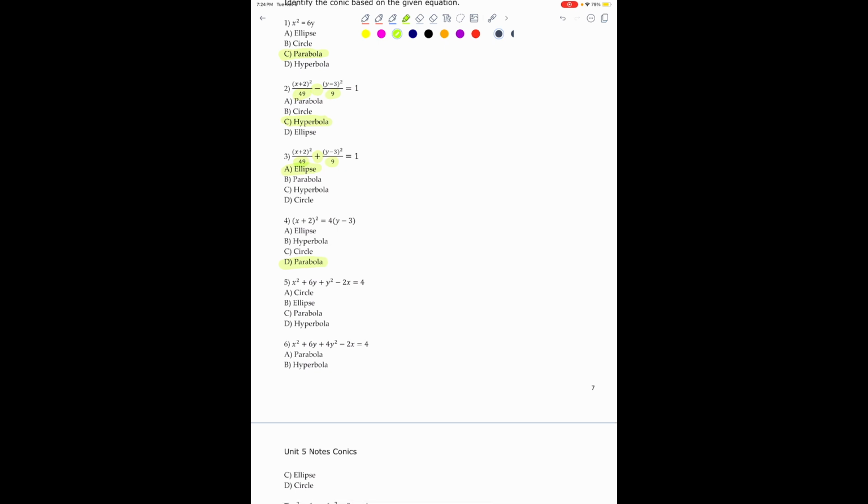Next, x squared plus 6y plus y squared minus 2x equals 4. Notice how x squared and y squared have the same coefficient. So I'm going to say this shape is going to be a circle, and the sign, if I rearrange the terms, it's going to be x squared plus y squared minus 2x plus 6y minus 4 equals 0. So what I care about is the sign and the coefficients of x squared and y squared. The sign in between them is positive, and their coefficients are the same, so that is basically a circle.